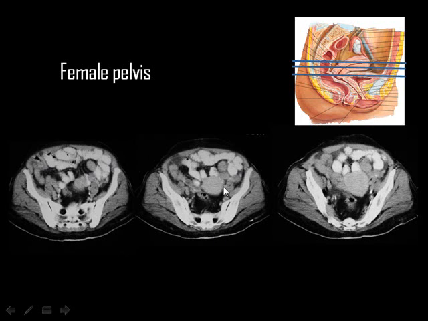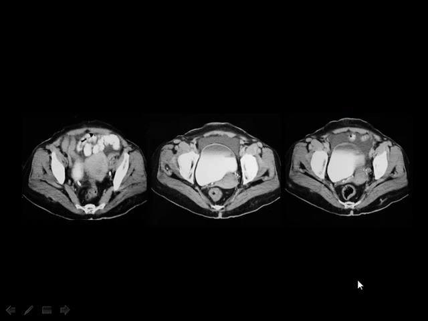Then this soft tissue density represents the fundus of the uterus, and if you go down, then you see here is the urinary bladder, which is filled with contrast material and urine. The contrast is heavier, so it goes down, and the structure which is present between the urinary bladder and the rectum is the uterine cervix. And here you can see this is the uterine cervix, this is the rectum, and this is the urinary bladder.